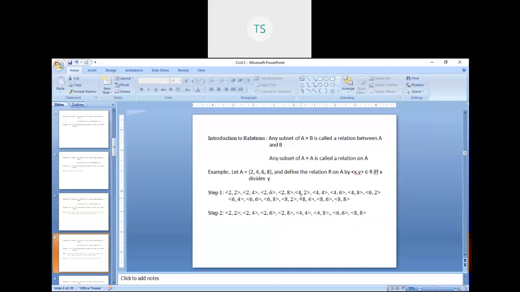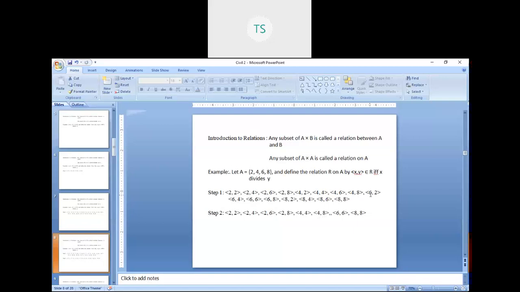So see, I cannot include this 4, 2. Why? Because if I divide 2 by 4, I will get a fraction or a decimal. So I will not include 4, 2. Then come to the next ordered pair, 4, 4. 4 is divisible by 4, so I have included this ordered pair. Next, 4, 6. 6 is not divisible by 4, so I cannot include this one. I have excluded 4, 6. The next ordered pair is 4, 8. Now 8 is divisible by 4, so I have included 4, 8.